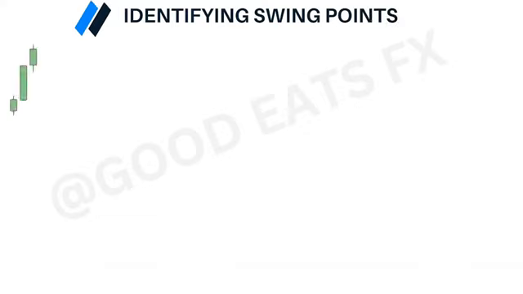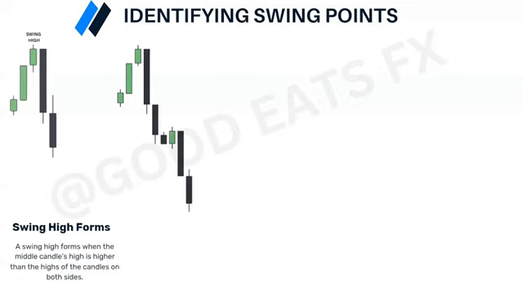Okay, let's move on. Now, once we understand what a swing point is, we need to identify swing points. So here we have a swing high that forms when the middle candle's high is higher than the highs of the candles on both sides. So this is a swing high. Price continues to move in the direction. Price failed to create a new high and forms a lower high. This is the first sign that a downtrend is developing.